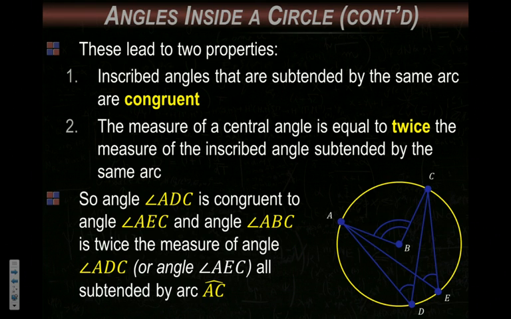So here you can see I have ADC forming an inscribed angle. I also have AEC forming an inscribed angle. But both of those share the same arc. So according to property 1, whatever that little angle is there, it's the same as that little angle right there. They're congruent. As well, I have ABC, and B is the center. So that forms right there a central angle.